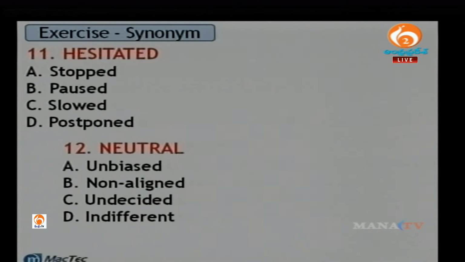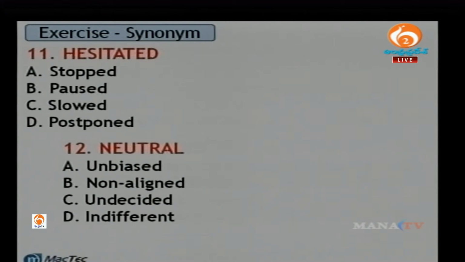Number 12, neutral. Neutral means unbiased, non-aligned, undecided, indifferent. Indifferent is a very different or a negative word here. For example, I am very indifferent to the students because I don't treat them like students. He is very indifferent to his family members. He doesn't treat them right. That is what it means.